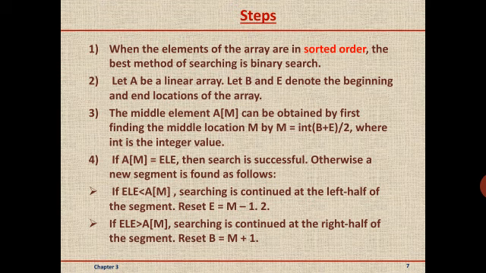The binary search algorithm is used when elements are in sorted order. Here A is a linear array, B and E denote the beginning and end elements of the array. First, the middle element is obtained, where int stands for integer value. In the next step, the array element is compared with the element we want to search. If both are equal, then the search is successful. Otherwise, the new segment will be found in the following steps.